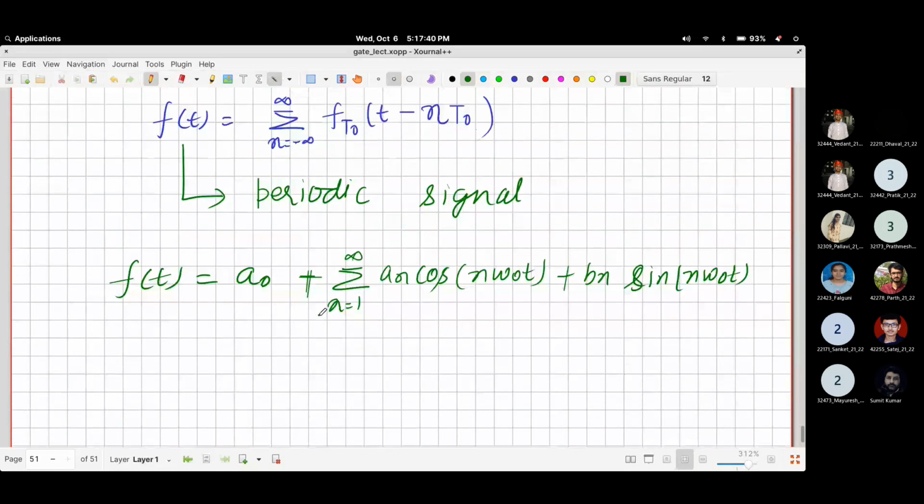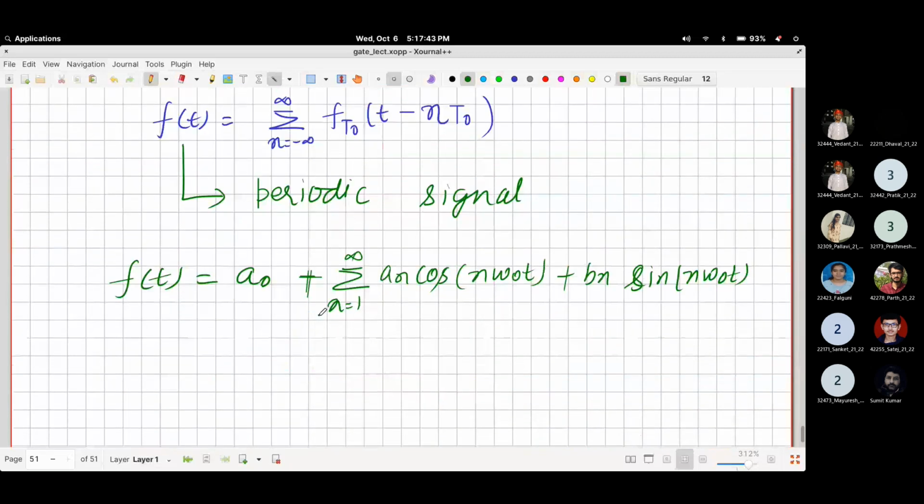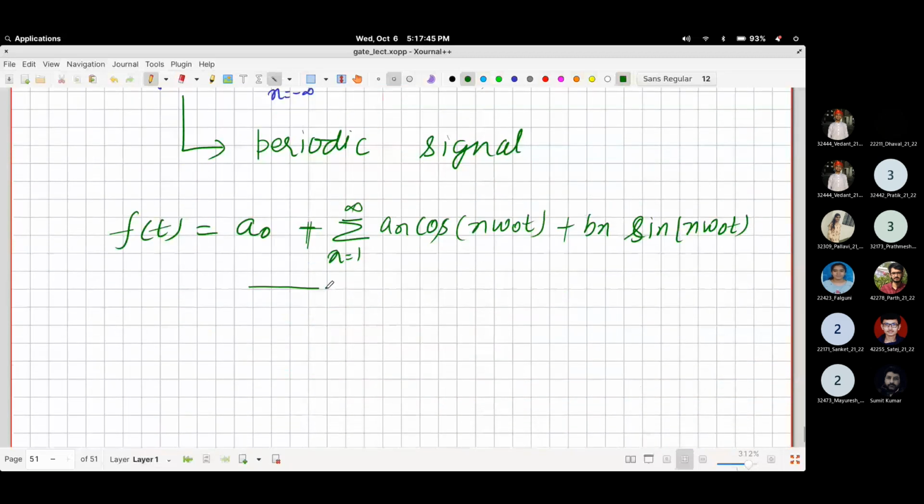But if you look at the right hand side, it contains only continuous signals, isn't it? One, a constant for all time, is continuous. Cos(n omega naught t) or cos(omega naught t) or their addition, take any cos, sin, or the constant one, is any of these signals discontinuous? Is cos discontinuous or is sin discontinuous?